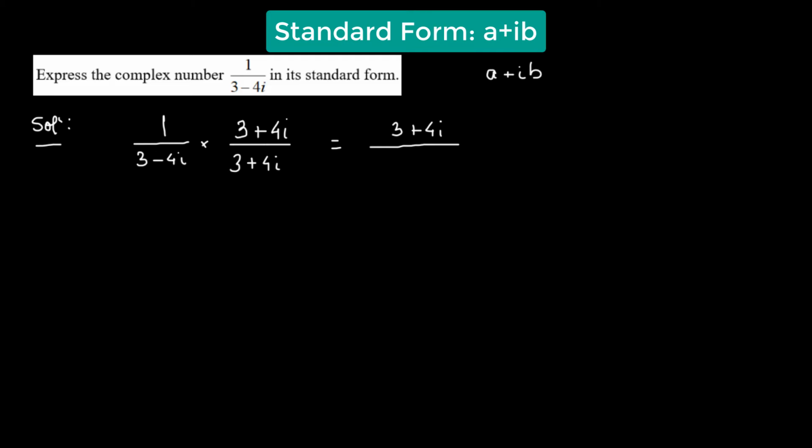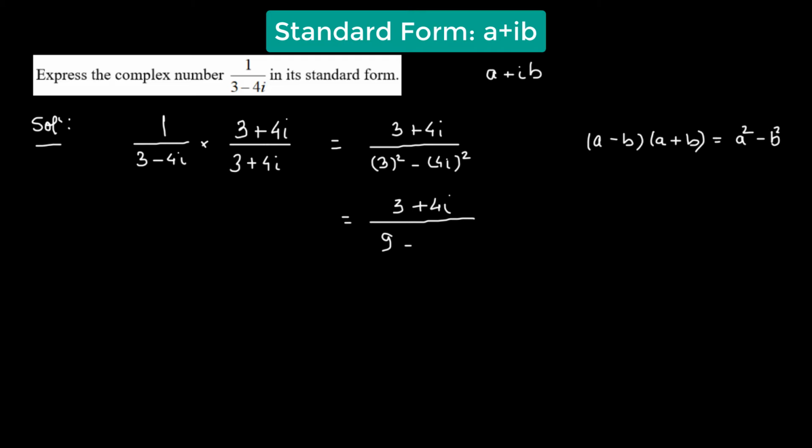Now this denominator product is of the form a minus b multiplied to a plus b. Now that is an identity which is given by a squared minus b squared. So we will apply the identity, so that should give us 3 squared minus 4i whole squared. So we have 3 plus 4i divided by 3 squared is 9 minus 4 squared, which is 16, times i squared. That is equal to 3 plus 4i divided by 9 minus 16 times negative 1, since we know that the value of i squared is negative 1.